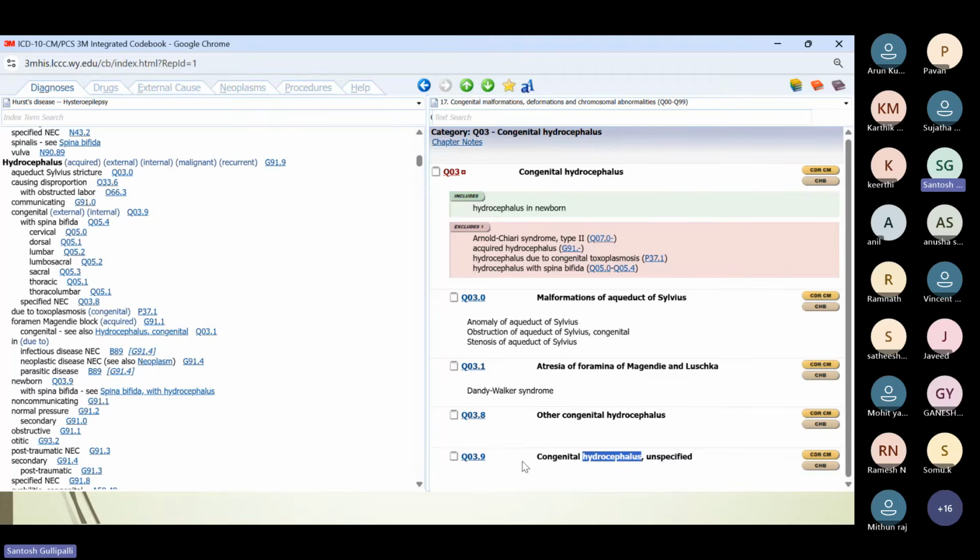Okay, give me any example for Exclude 1 note. So at that time you can simply say like this example. The physician stated congenital hydrocephalus and acquired hydrocephalus, both conditions are documented. We can code only congenital hydrocephalus, because under the Exclude 1 note it is stated acquired hydrocephalus. So that's the reason I can assign only congenital hydrocephalus.